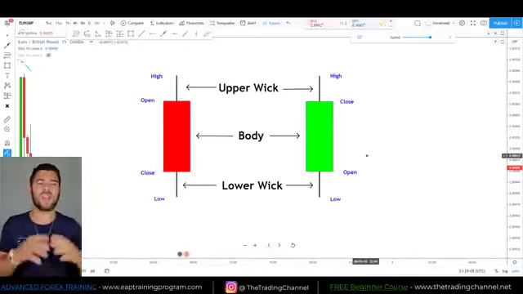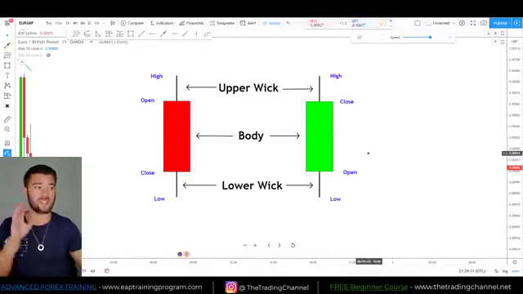A red candlestick is very similar, and we're going to talk about that in just a second, but I want to go over this a little bit further.